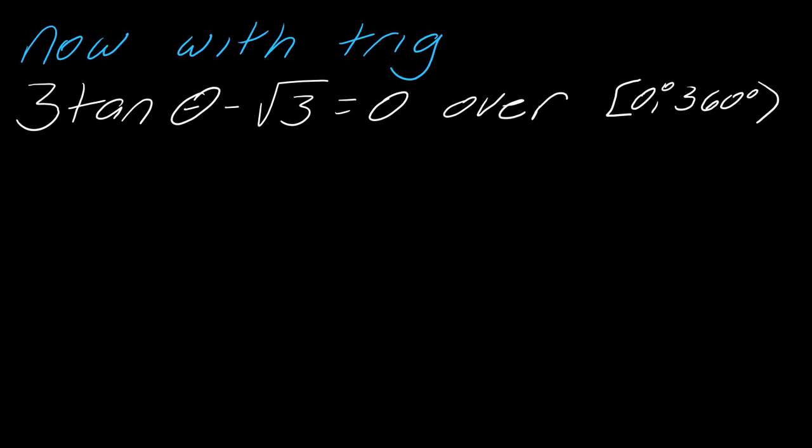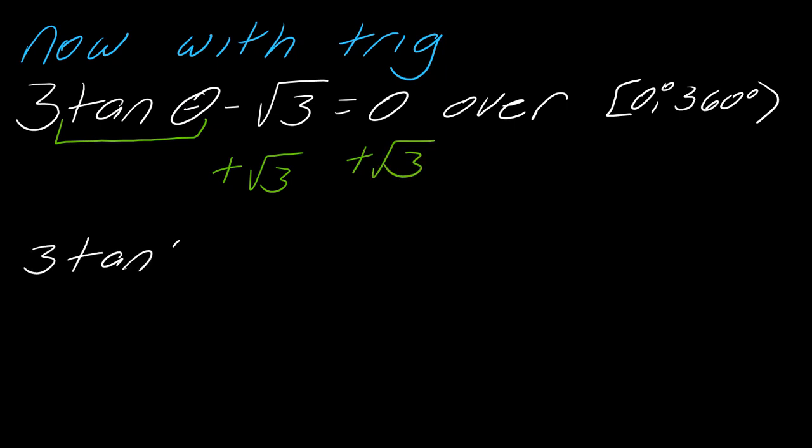Now, it is a little bit different. What we want to do is solve for theta, but right now we've got tangent of theta. So our first goal will be to isolate this. You're going to go through the same steps that you would have as if this were an x. So treat tangent of theta as if it were an x. What would we do in that case? Of course, I'd start by adding my square root of 3, and then I could divide both sides by 3.